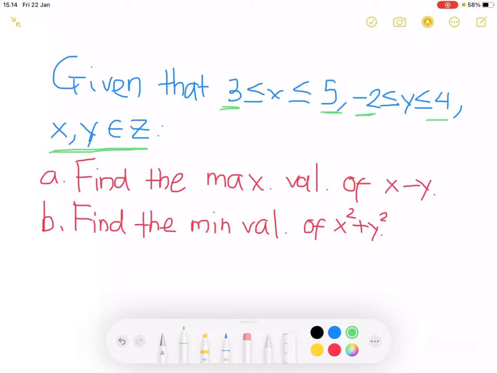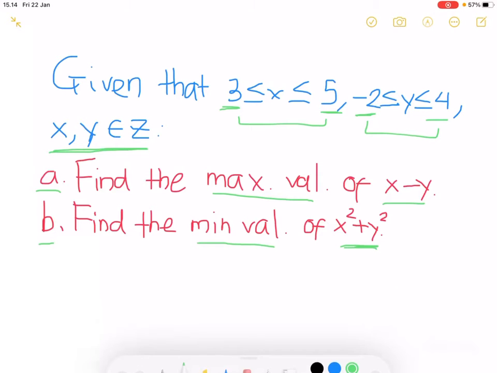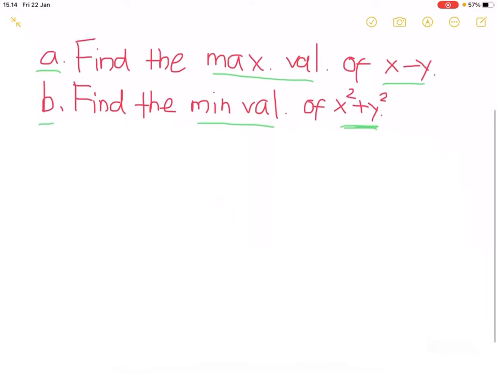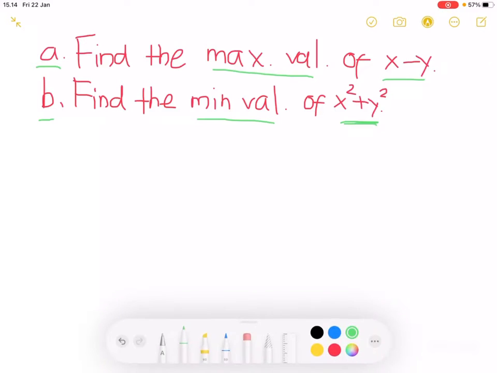Okay, so first part A, we're going to find the maximum value possible of x minus y given these intervals right here. And next we're going to find the minimum value of this expression, x squared plus y squared. Okay, so we're going to do the A part first. So let's see, I'm just going to write in blue, solve A.